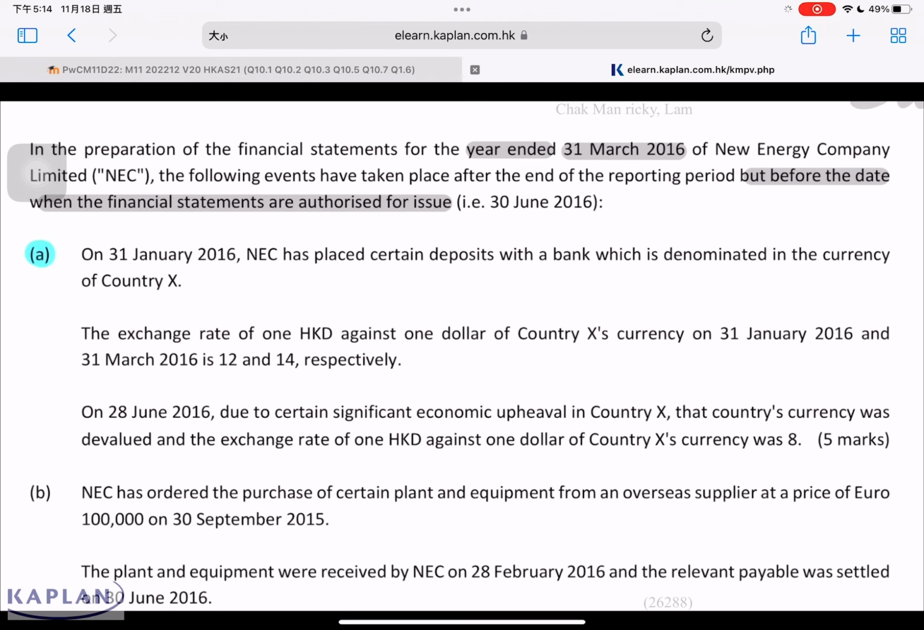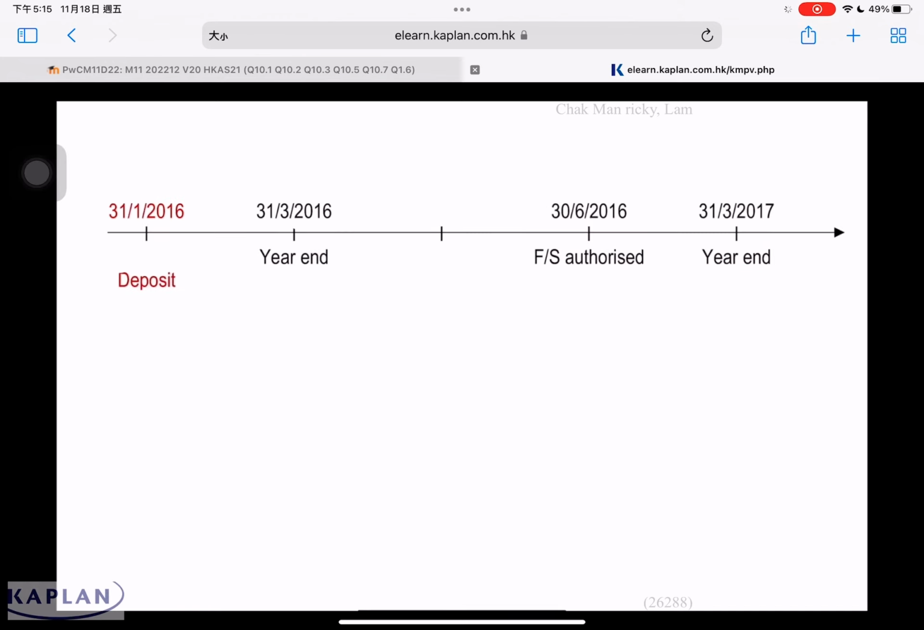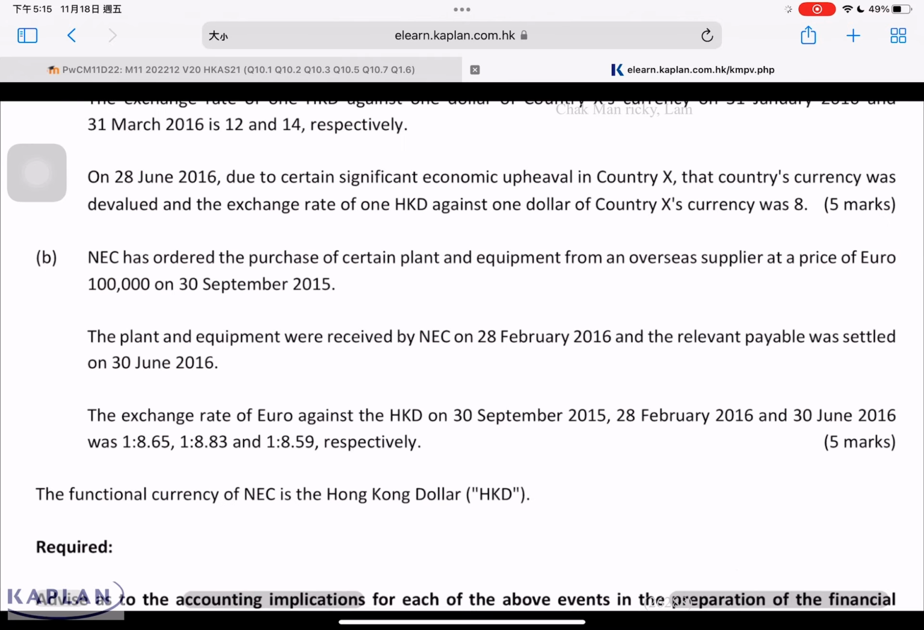A. On 31st Jan 2016, the company placed a certain deposit with a bank which is denominated in the currency of country X. This deposit is an asset to be received in a number of currency units that can be determined or fixed, so it should be considered a monetary item. All foreign currency items should be recorded in functional currency. The question says the functional currency is Hong Kong dollar.